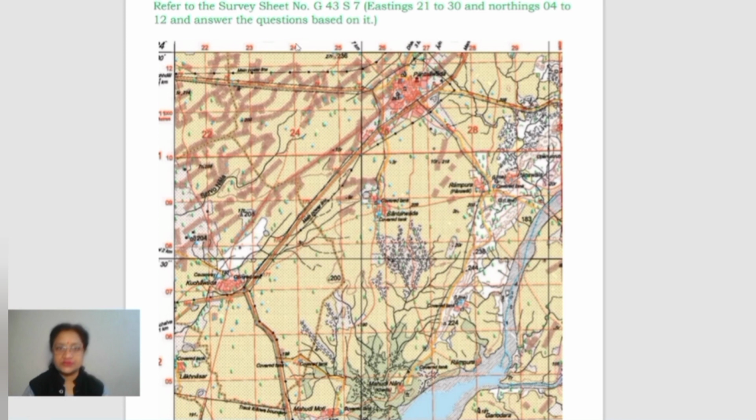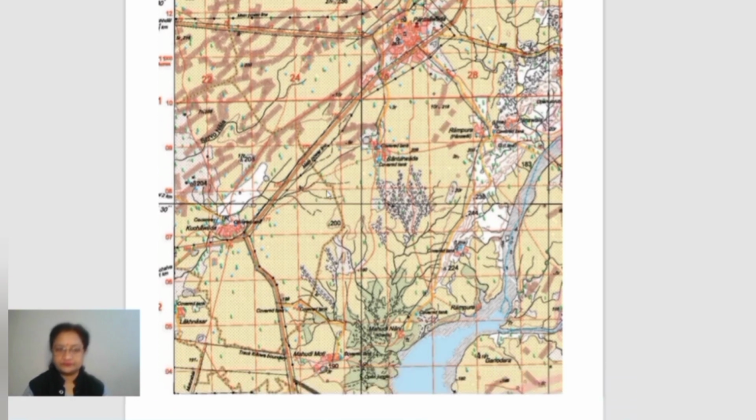2409. This is 24, right? This is 24 easting and 09 is this northing. So here we are getting this. Yes, this is a state highway. It is a state highway, children.